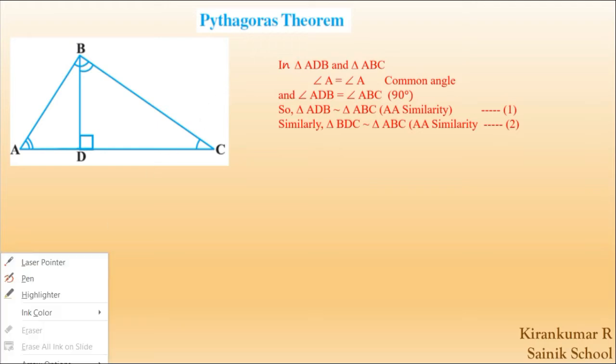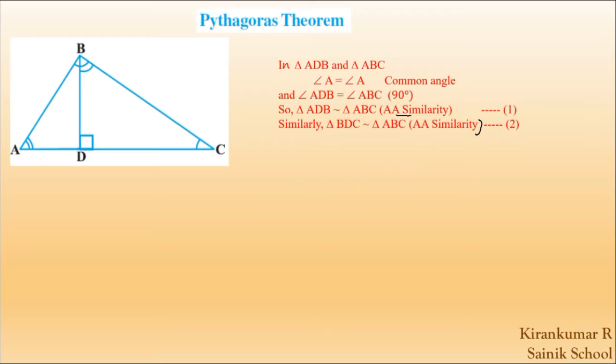In both the triangles, we have got angle A common. It's angle A for ADB as well as angle A for ABC. It's a common angle, and angle ADB is equal to angle ABC, 90 degrees. So by AA similarity, we have got the triangle ADB similar to the triangle ABC. At the same time, if you consider this part BCD, the triangle BDC will also be similar to triangle ABC.